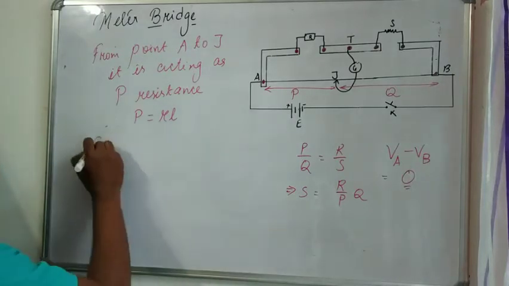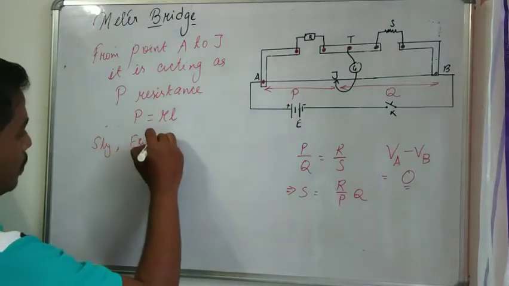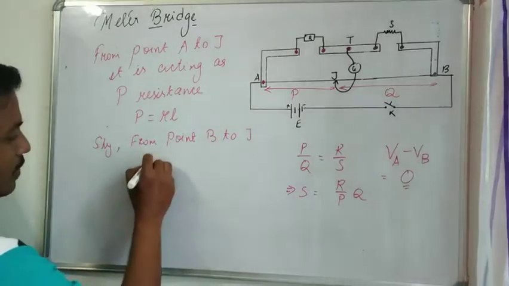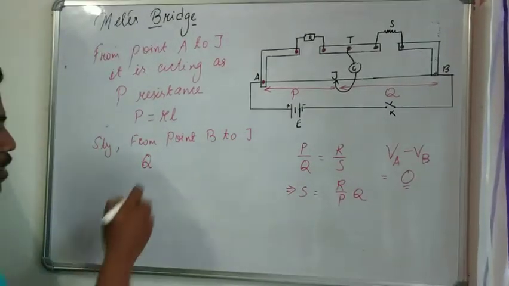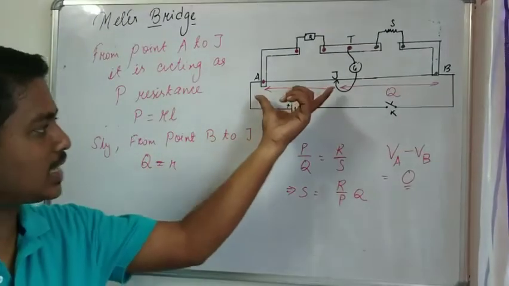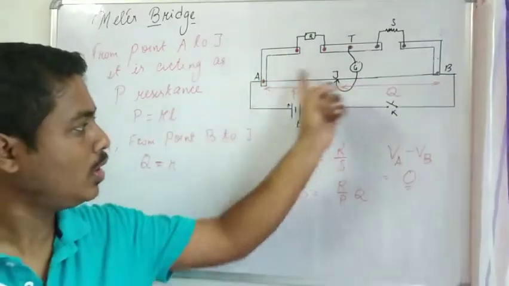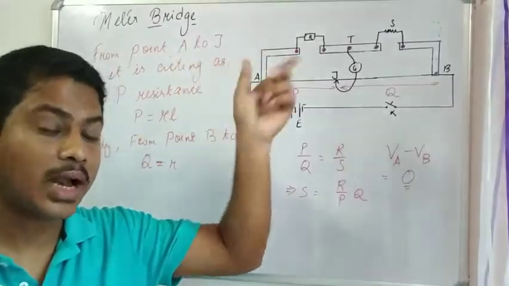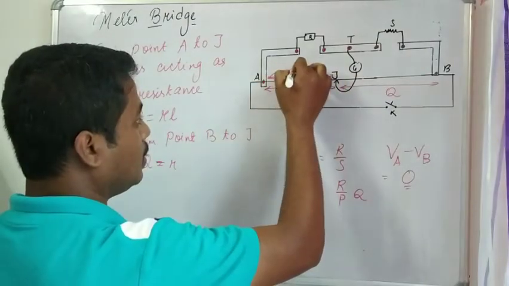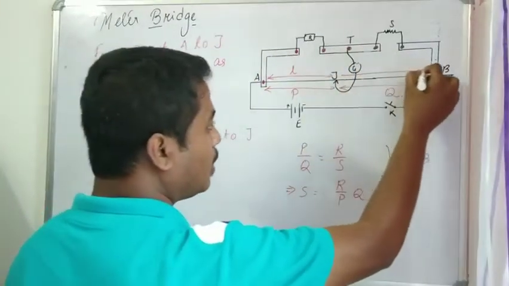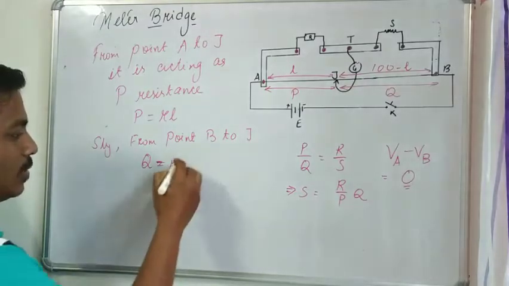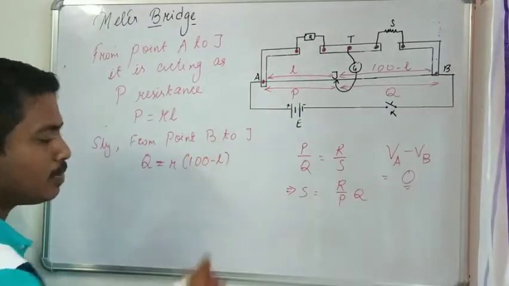Similarly, from point B to J, this part behaves as a resistance Q. Suppose this length is L, and I have already told you that the total wire length from A to B is 1 meter, which is equal to 100 centimeters. If this part is L, the remaining part will be 100 minus L. So the resistance Q will be equal to R into 100 minus L, that is, resistance per unit length.